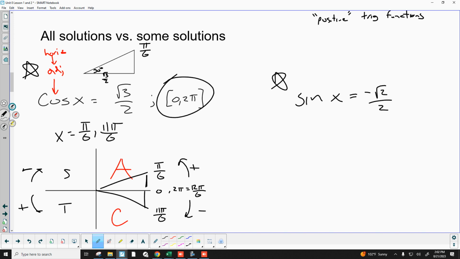Find the correct quadrant. Always making our triangles with the x-axis. Honestly, you don't even need the triangles. You just need your rays. You just need your angle.